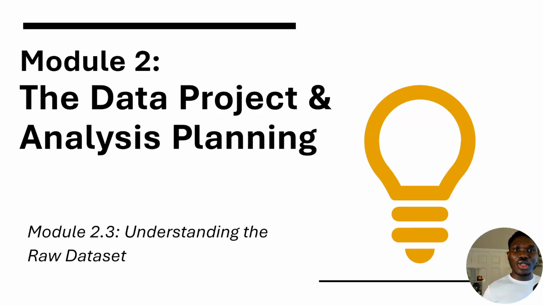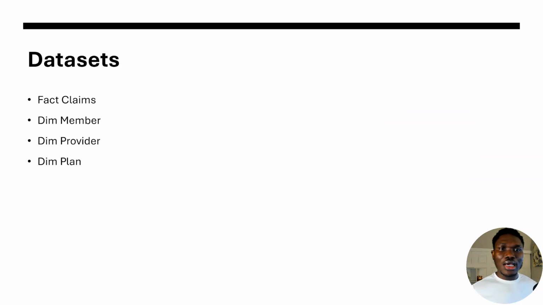This particular module, 2.3, is understanding the raw data set. This is before the data is analyzed. I might be mentioning some terms here that might look a little unfamiliar. If they already sound unfamiliar, I recommend you go check out my other course, which is the data analysis techniques.